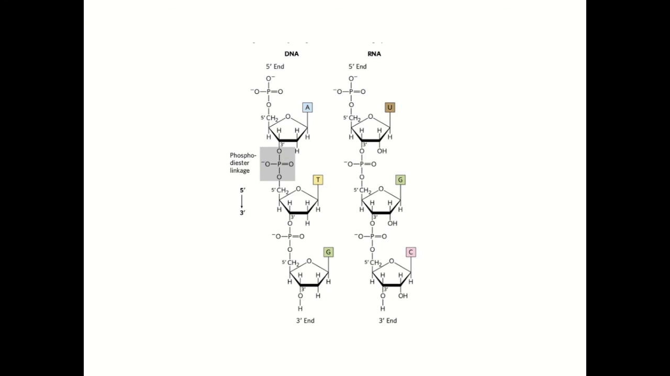Successive nucleotides of both DNA and RNA are covalently linked through phosphate group bridges called phosphodiester linkages, shown here. Thus, the covalent backbones of nucleic acids consist of alternating phosphate and pentose residues. And those phosphate groups are negatively charged at pH 7.